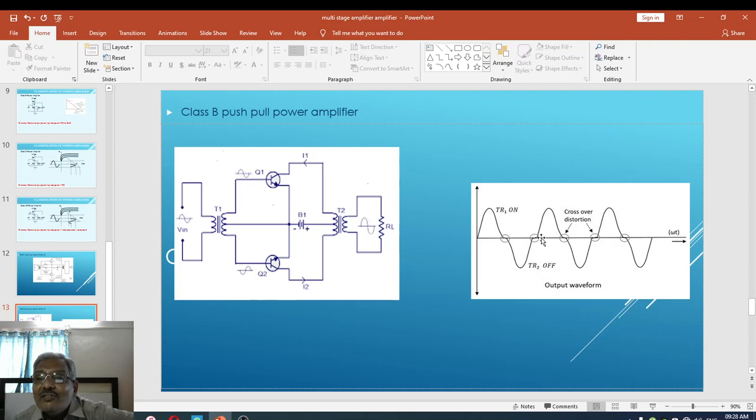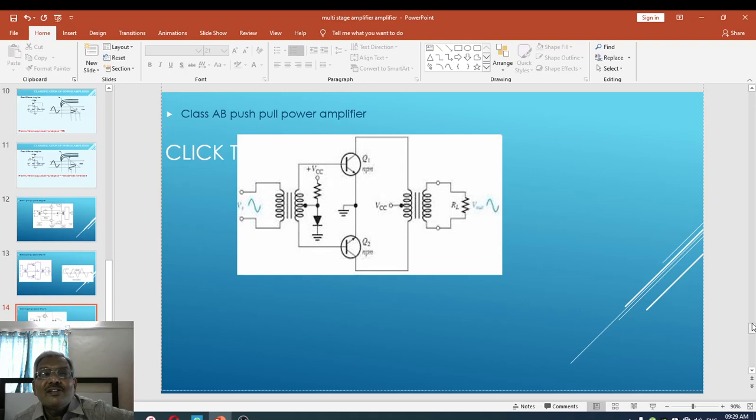Such a type of distortion which is generated is known as crossover distortion, where for a fraction of a second both the transistors will be off. No current flows. Here, look at here. This is off, this is also off. No current flows through the circuit, and such a type of distortion is known as crossover distortion. This crossover distortion is removed or overcome in the next type of amplifier known as the class AB power amplifier.